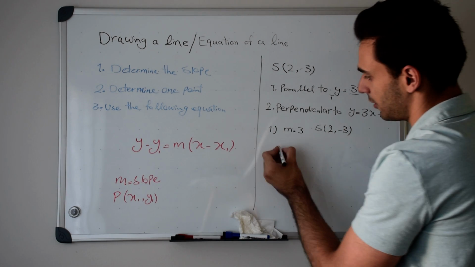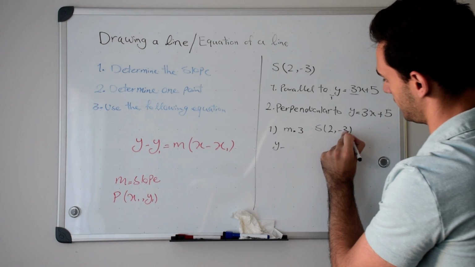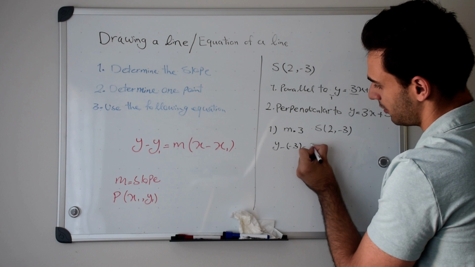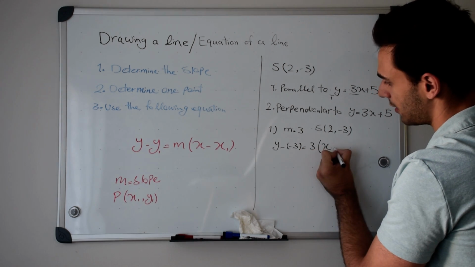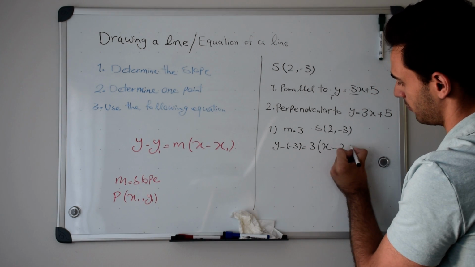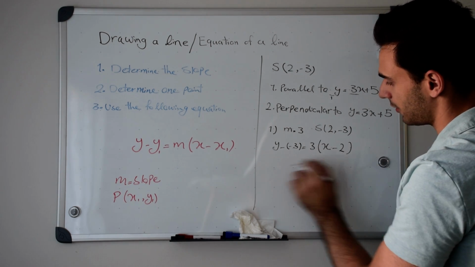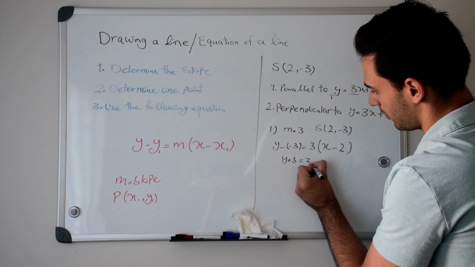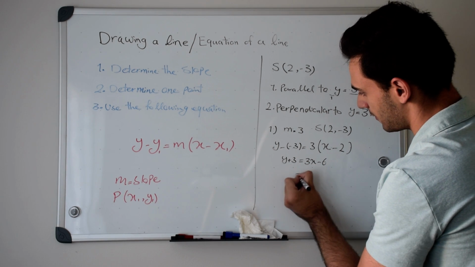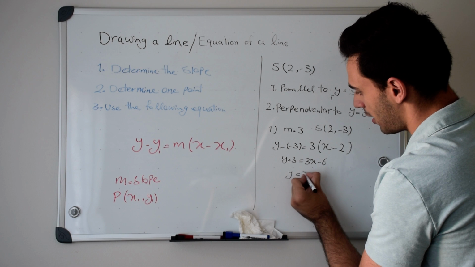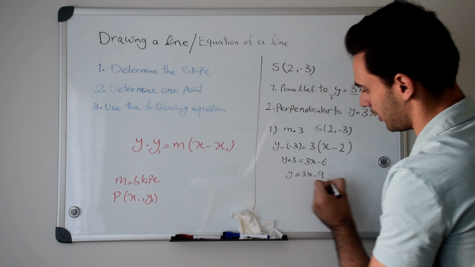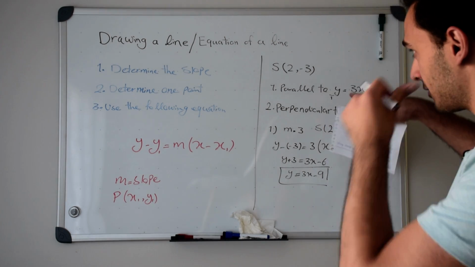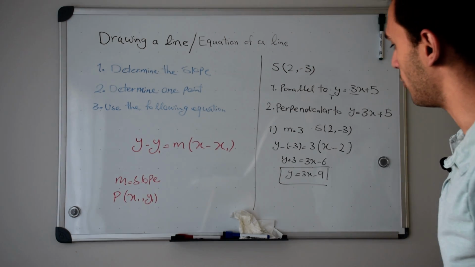Now what is my line? Y minus the y here, which is minus 3, equals 3 times x minus 2, because 2 is positive here. So it's going to be y plus 3 equals 3x minus 6, and y is equal to 3x minus 9. That's the line parallel to this and passes through this point.